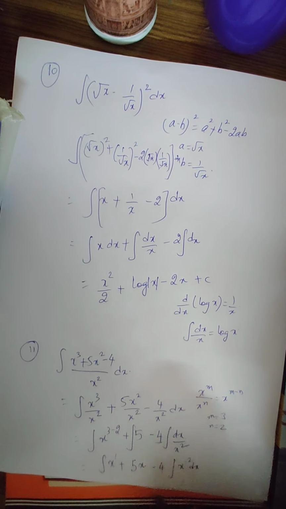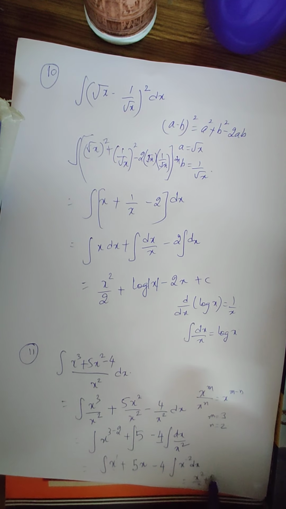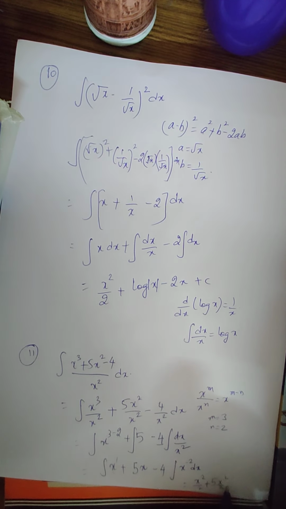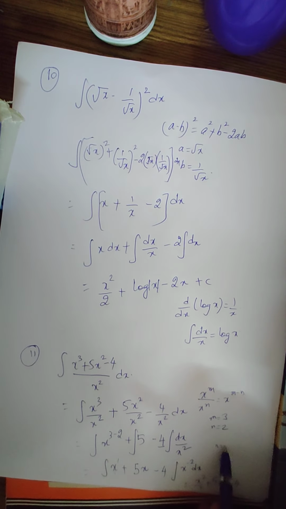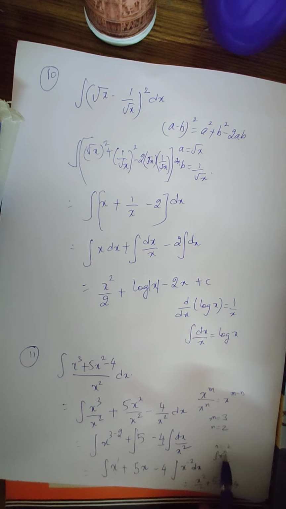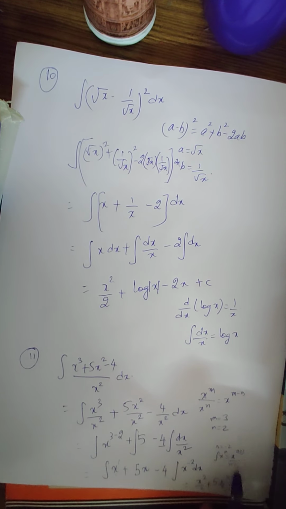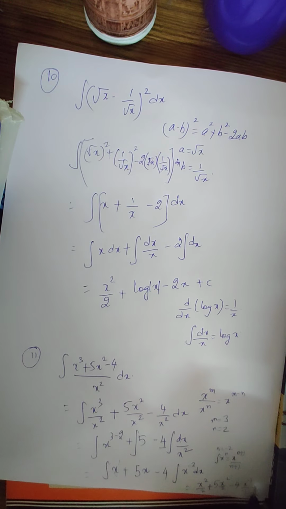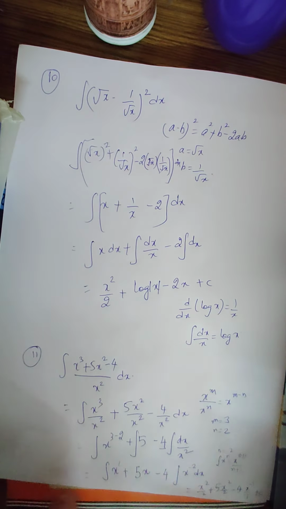So that will be integration of x power 1 is x square by 2 plus 5 integration of x power 1 is x square by 2 minus 4 into x power, we are using n equals minus 2 in integration of x power n equals x power n plus 1 by n plus 1. So minus 2 plus 1 is x to the power of minus 1 by minus 1 plus c. Is that clear, students?